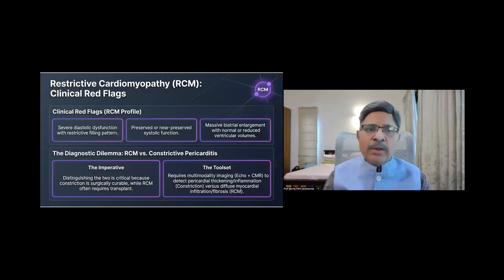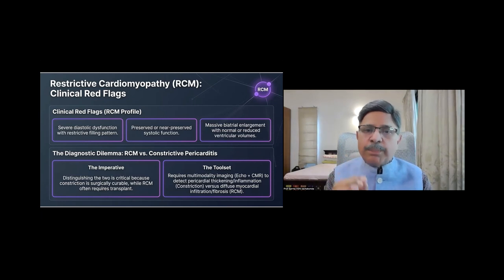And finally, you have the restrictive cardiomyopathy, or the RCM. Clinical red flags: RCM profile, severe diastolic dysfunction. Why? The heart is not able to relax at all. Diastolic dysfunction is the presenting feature. Restrictive filling pattern. Preserved or near preserved systolic function. They will have diastolic dysfunction, diastolic heart failure. Every patient with diastolic heart failure, you must evaluate for RCM, though it is rare.